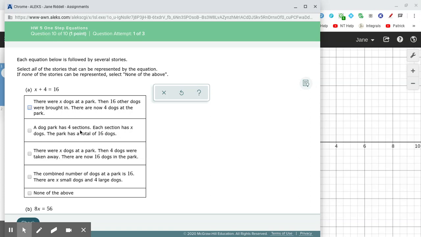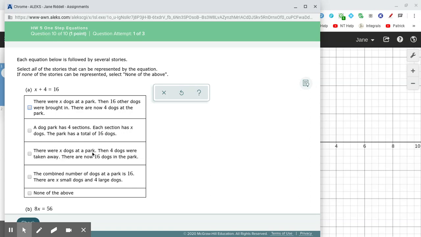A dog park has 4 sections. Each section has X dogs. The dog park has a total of 16 dogs. All right, so we have 4 sections. Each of them has X dogs. So 4 sections, each having X dogs. All right, so that means we'd have 4 times X, and that would give us 16.